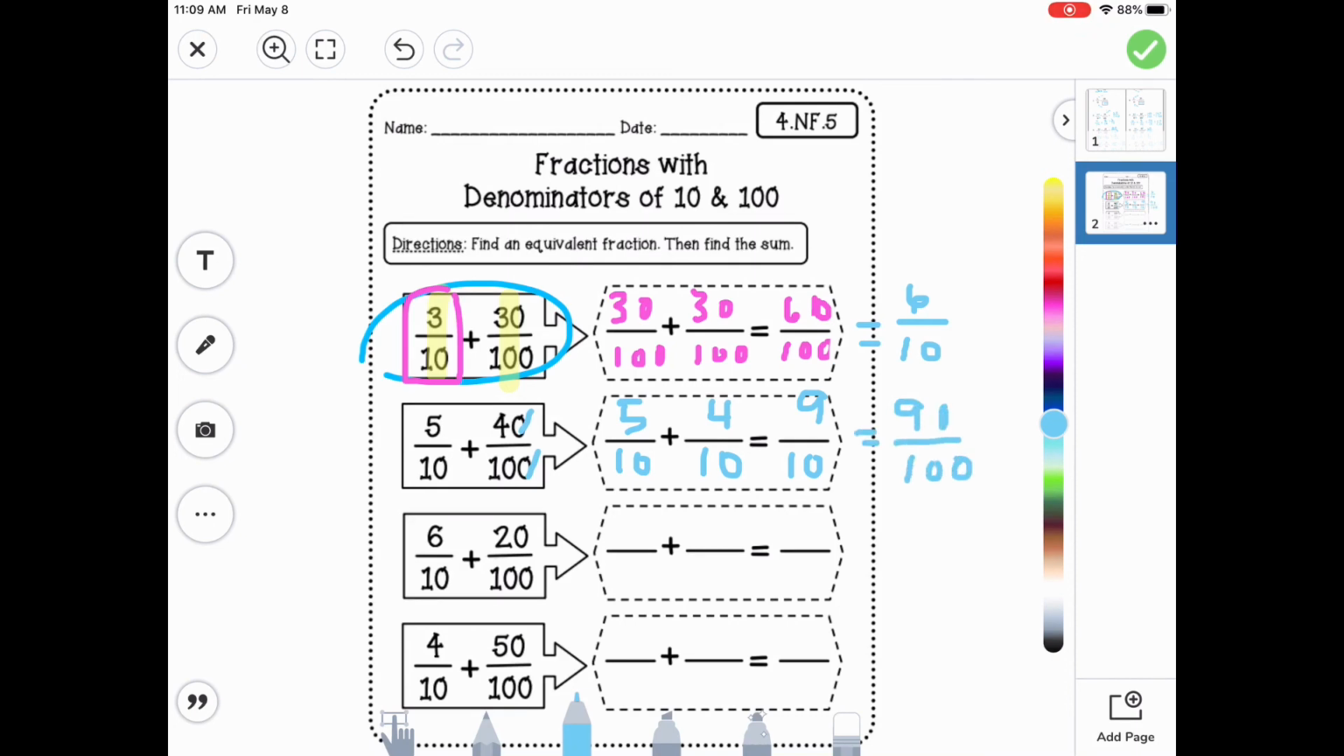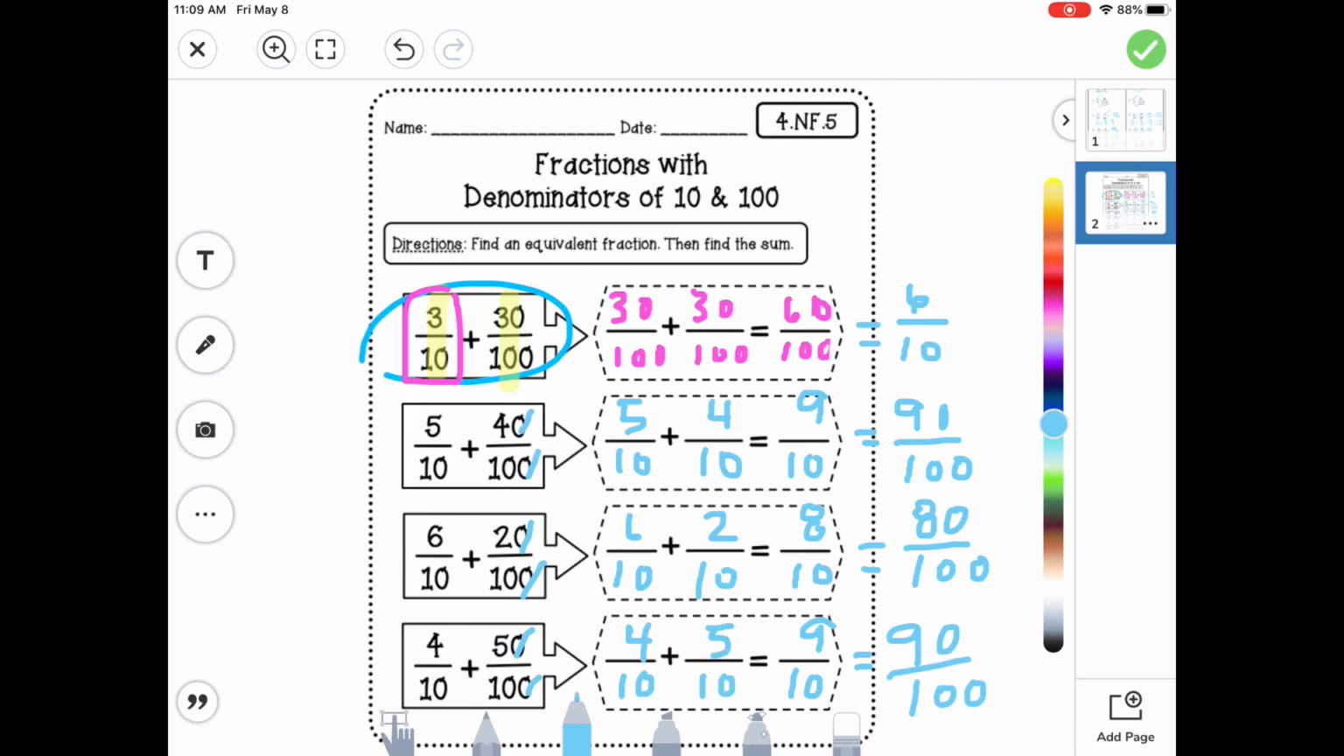The next question, if you kept them as tenths, you would have had 6 tenths plus 2 tenths equals 8 tenths. Or if you had turned them into a fraction with a denominator of 100, you would have had 80 100ths. And the last problem, if you kept them as a fraction with a denominator of 10, you would have had 4 tenths plus 5 tenths equals 9 tenths. Or if you turn them into a fraction with a denominator of 100, you would have had 90 100ths.